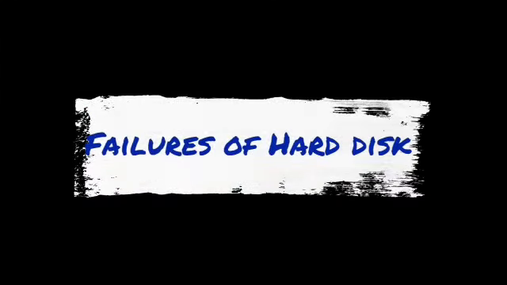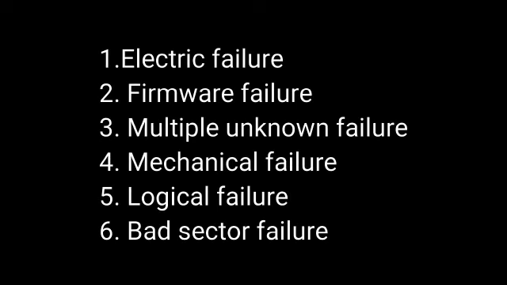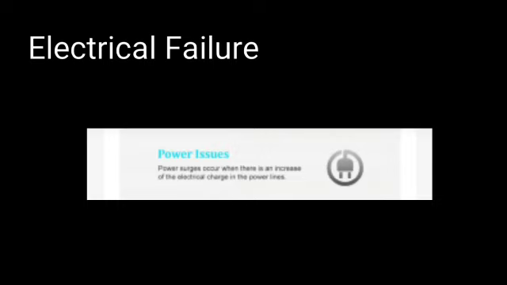Next is hard disk failure. The failures that occur in a hard disk are electrical failure, firmware failure, multiple unknown failure, mechanical failure, logical failure, and bad sector failure. First is electrical failure. For example, a power voltage surge damages the hard disk electronic circuit, causing a read or write head or circuit board to fail. If the hard disk power is on but it can't read, write data or boot, it is likely that one or more of its components has suffered an electrical failure.